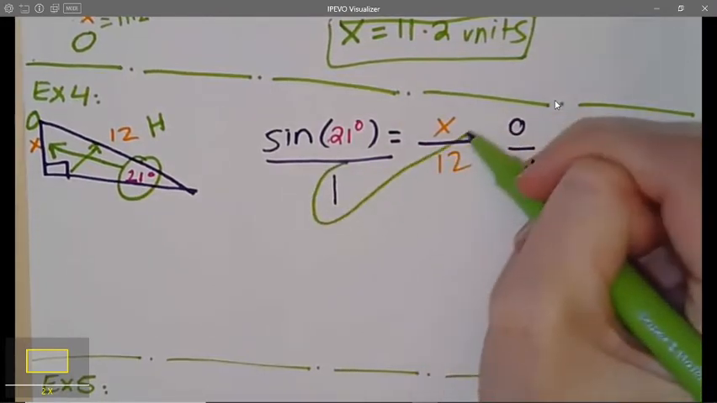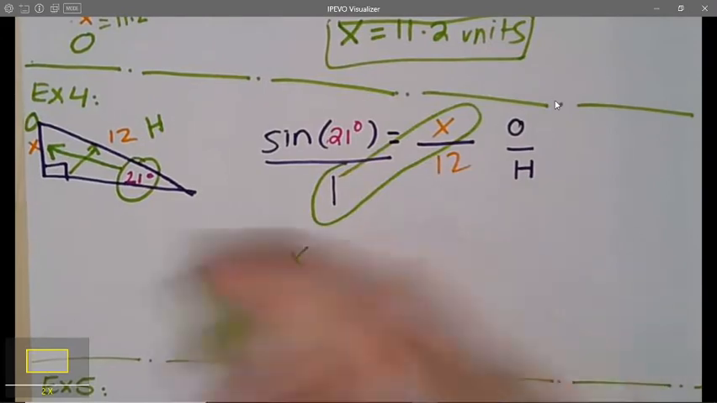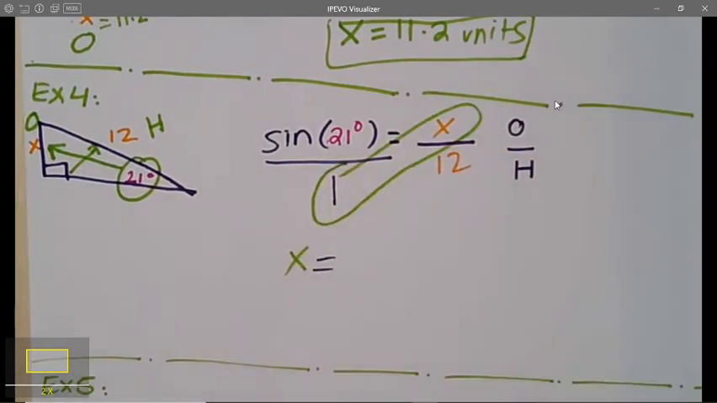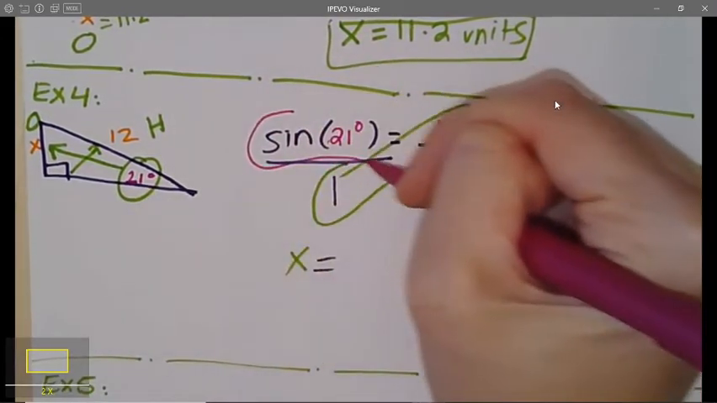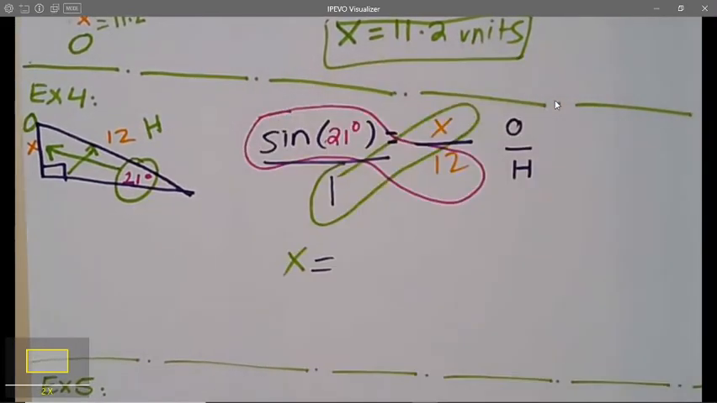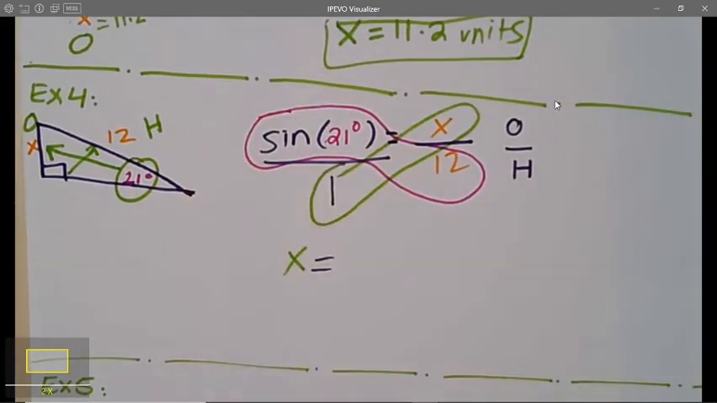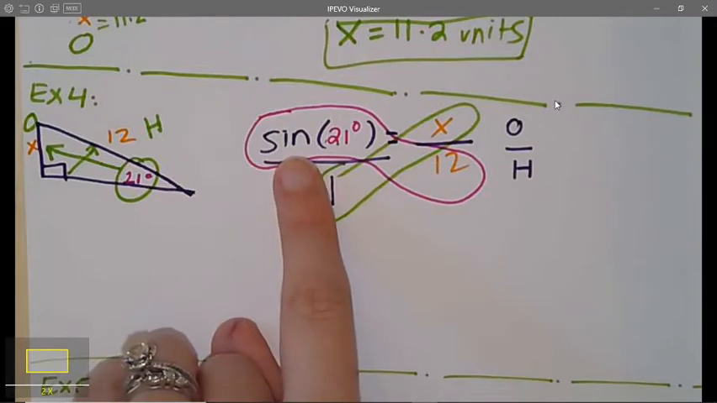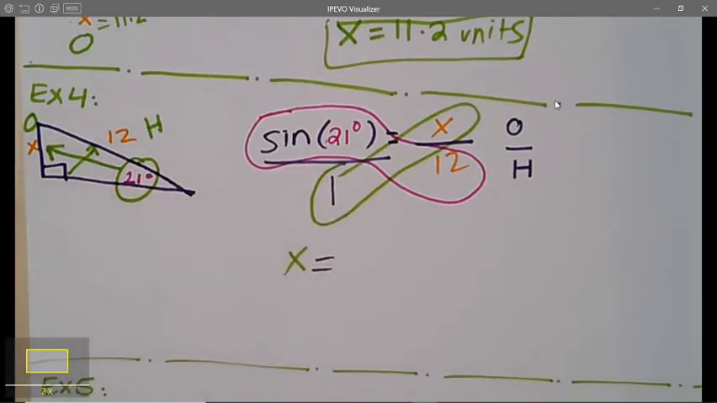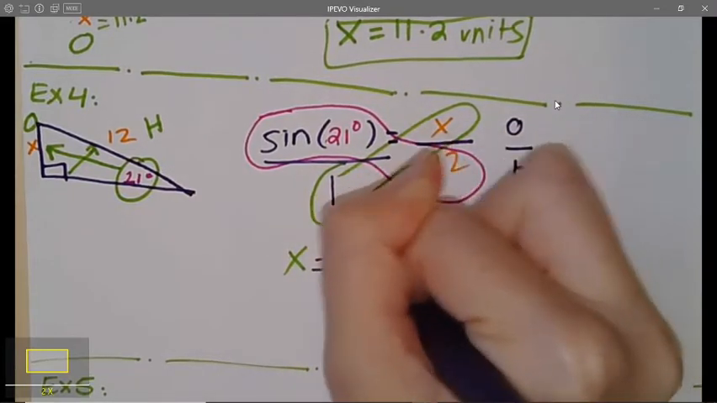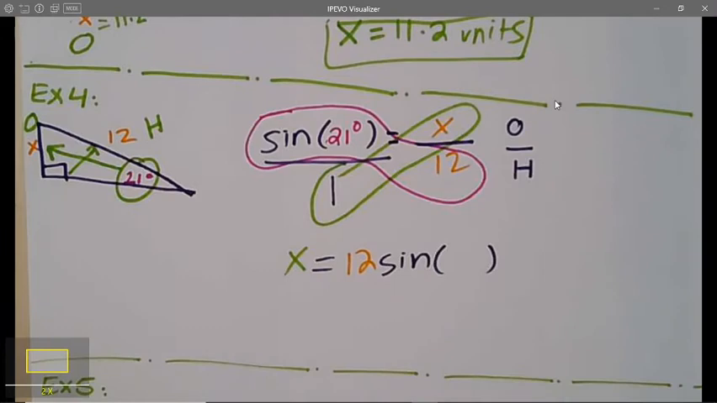So let's get started. I'm going to go this way first. 1 times x is x. And that will equal, let's go the other way, sine of 21 times 12. Don't forget, we put the number in front of the trig function. You don't have to do it that way, but again, mathematicians are kind of mean. They will seriously judge you if you do sine 21 then 12. So I'm just trying to help you out in the long run. So this will be 12, and then sine of 21 degrees.